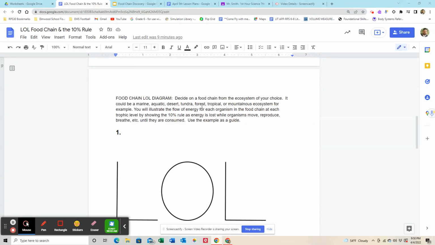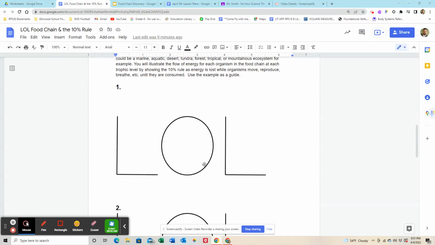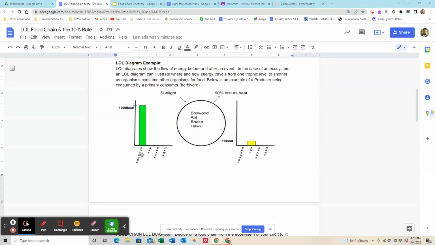And then you're going to illustrate the flow of energy for each organism in the food chain at each trophic level by showing the 10% rule as energy is lost while organisms move, reproduce, breathe, etc. until they're consumed. And you can use that example again that I showed you. So this first one here, you can just draw something very similar, but you can decide on your organisms for your food chain from wherever you want it to be. So really, if I were you, I would draw the exact same thing pretty much, just change the names of the organisms and use that as a reference point.